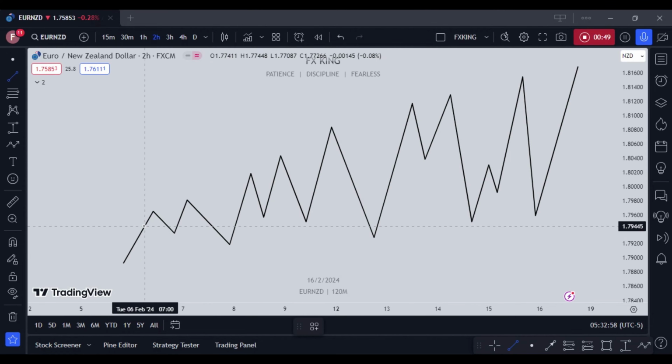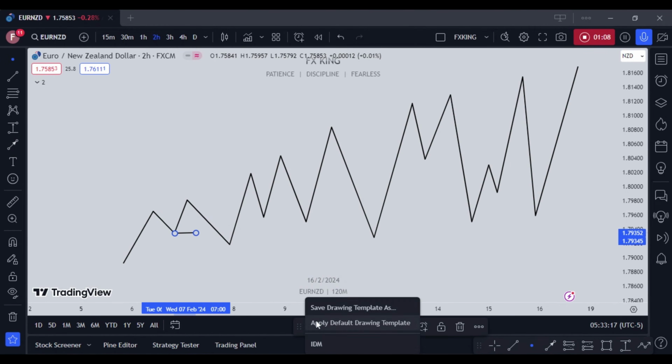In this case, we can see that the first pullback in a bullish market is considered as inducement. So starting from here, where is our first pullback? This is our first pullback here. All right. So this first pullback, we label it as inducement.